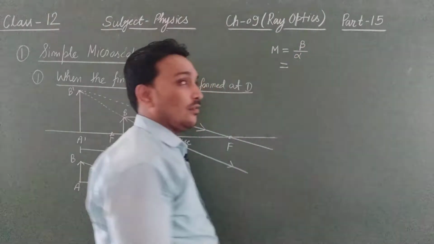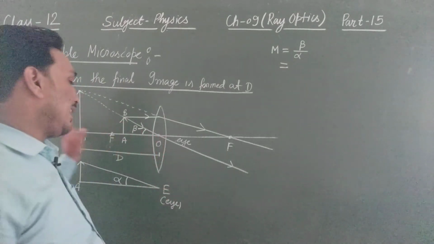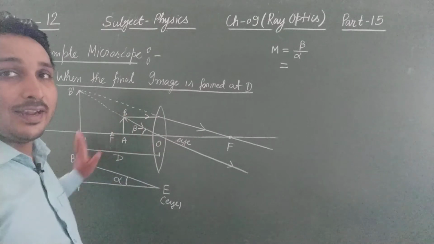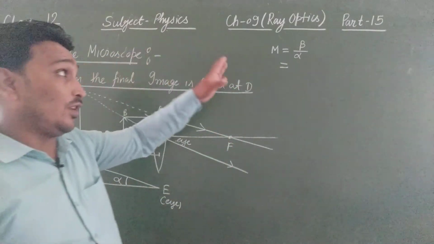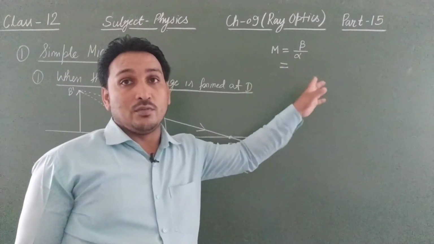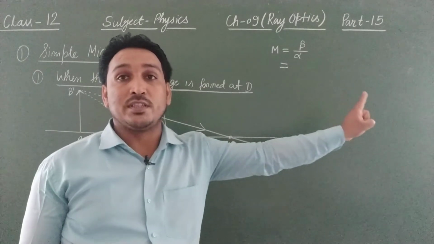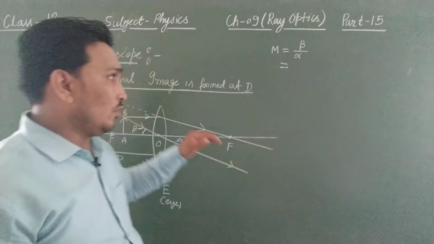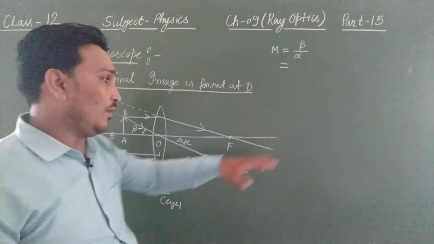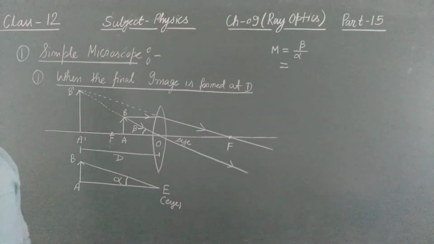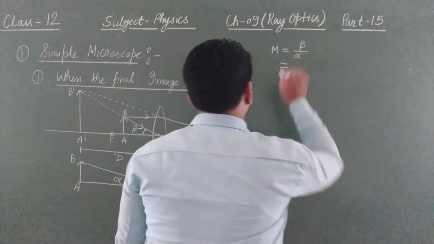We'll mention where the image is formed and where the object is taken. Image is formed at capital D, object is taken at capital D. We have to mention that also. Then the first line we should have written that M is equal to visual angle subtended by the image formed at capital D upon visual angle subtended by the object placed at capital D. But for the sake of space it is not there, so I have just written beta upon alpha, and from the figure it is clear what is beta, what is alpha. So M is equal to beta upon alpha.